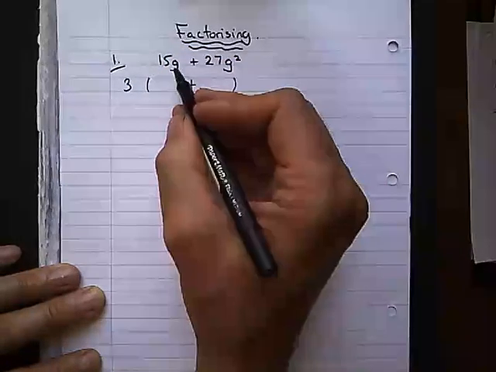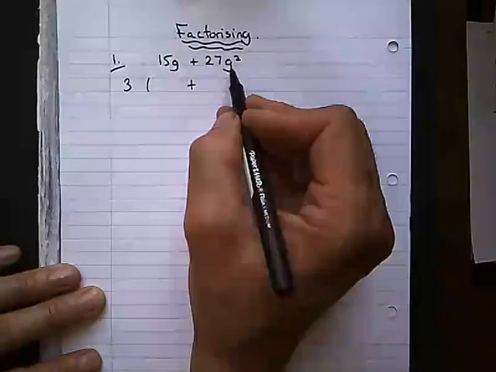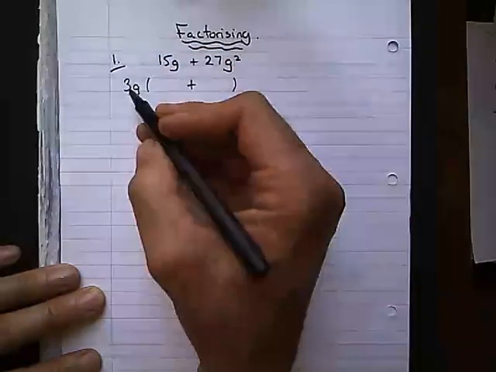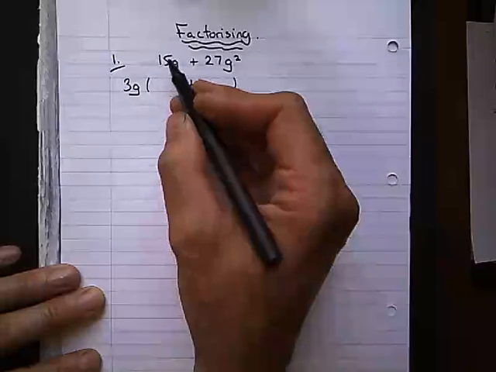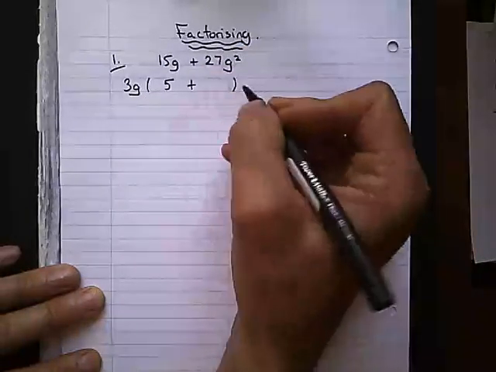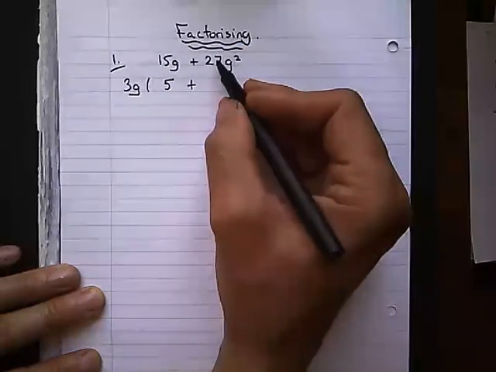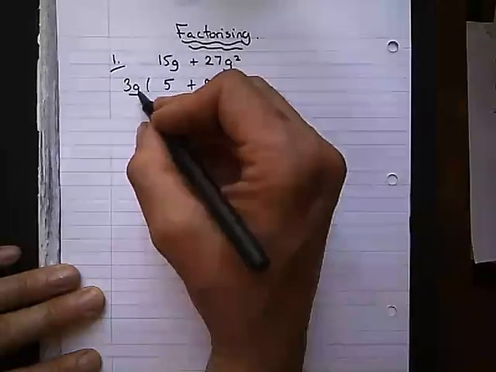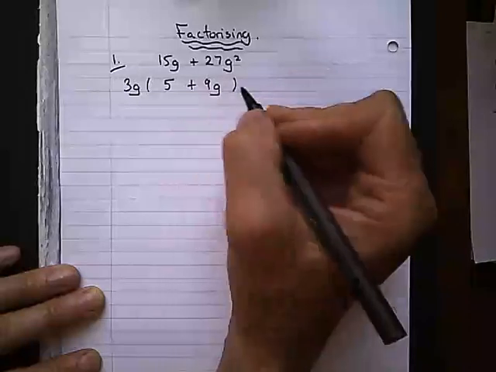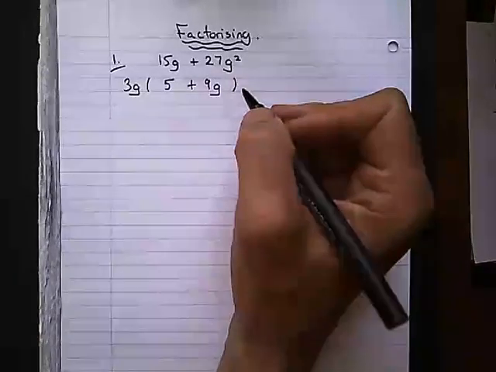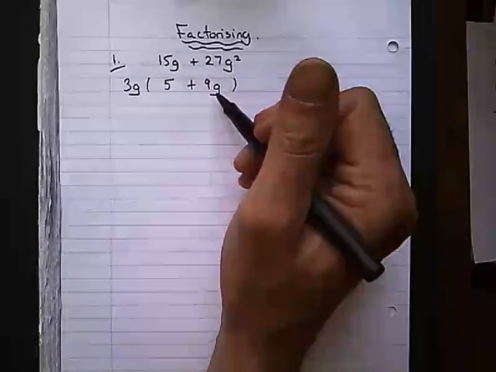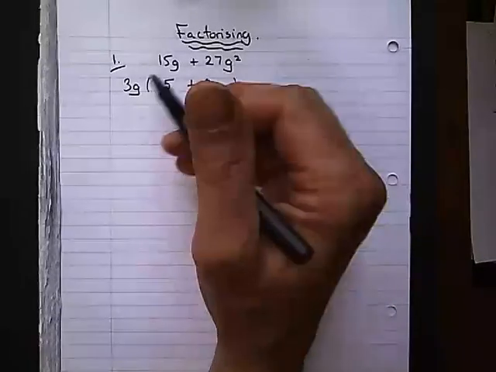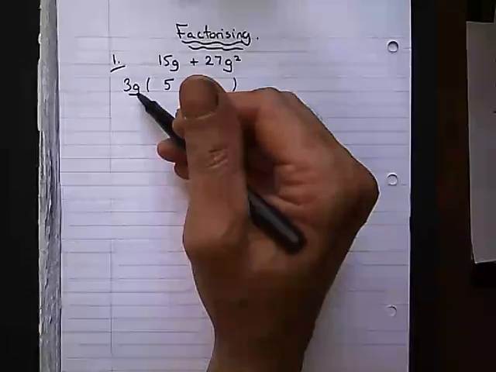There is at least one g in both terms, so we can pull that g outside the bracket as well. So 3g times 5 gives 15g, and 3g times 9g gives 27g squared. And don't forget I need to times the g by another g to get my g squared. Sometimes you won't necessarily get a g or a variable outside the bracket.